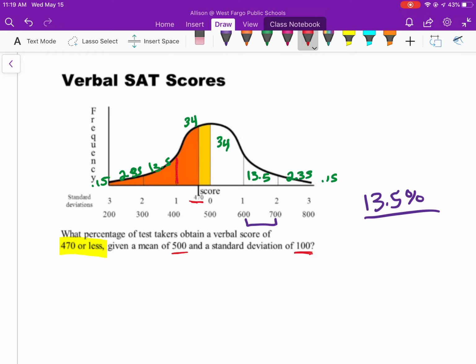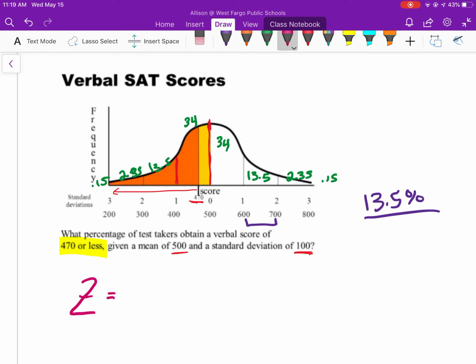I know that this whole bar from here to here is 34%, but how do I split it up and figure out what percent? So I'm looking for the orange right here. I'm looking for 470 or less. So then what I need to do is find the z-score, because the z-score will give me how far it is away from the average to the left, and then the z-score table will give me the percent of data.